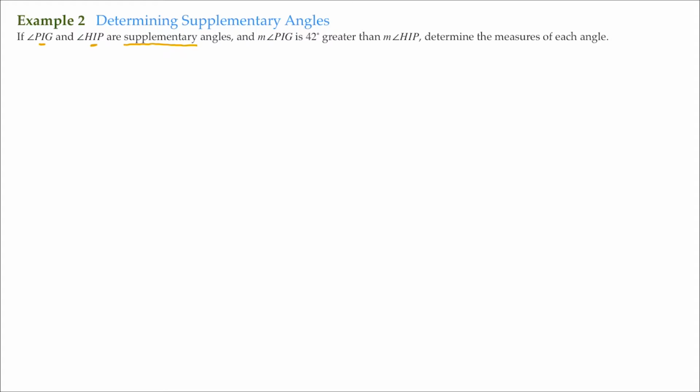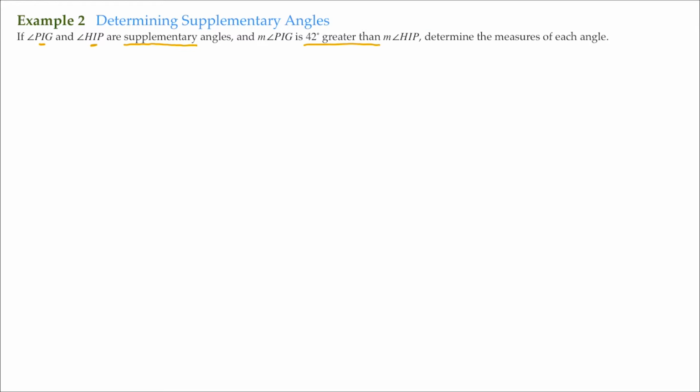Keep in mind that when we label an angle using 3 points or 3 letters, the vertex is always the middle point or the middle letter. Also, the measure of PIG is 42 degrees greater than the measure of angle HIP. So all these things are telling us how to proceed.